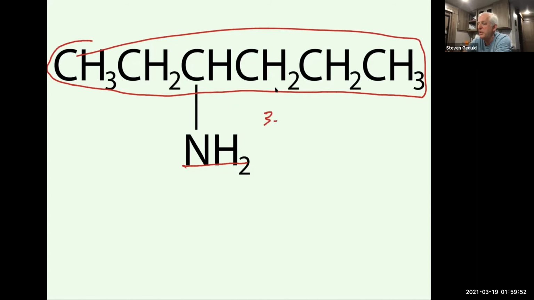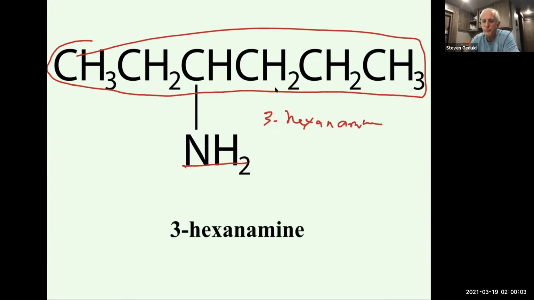And this is 6 carbons, hexane, amine. We know it's a primary amine because there are no Ns in front for additional groups bonded to the nitrogen. We know there are 6 carbons, hexane, and we know it's an amine with only one bond to it, at the number 3 position.